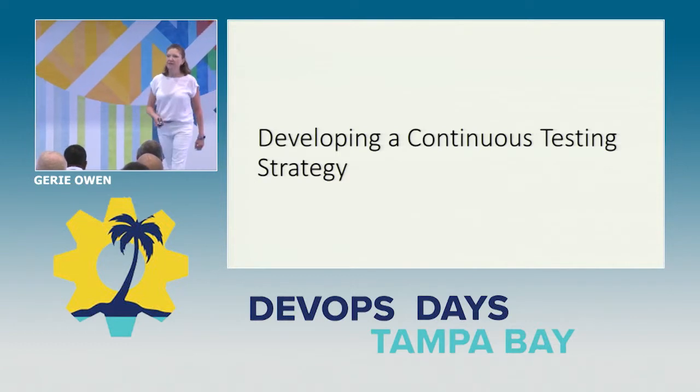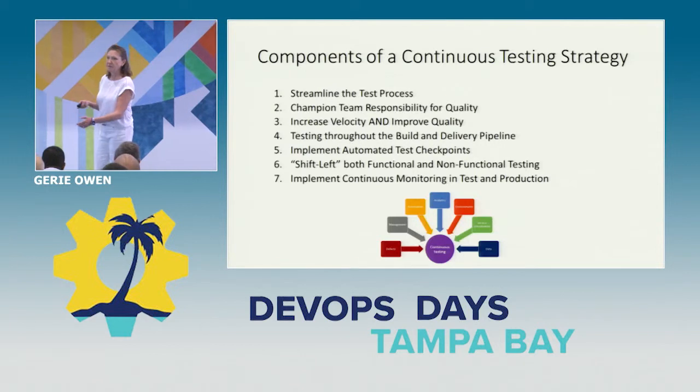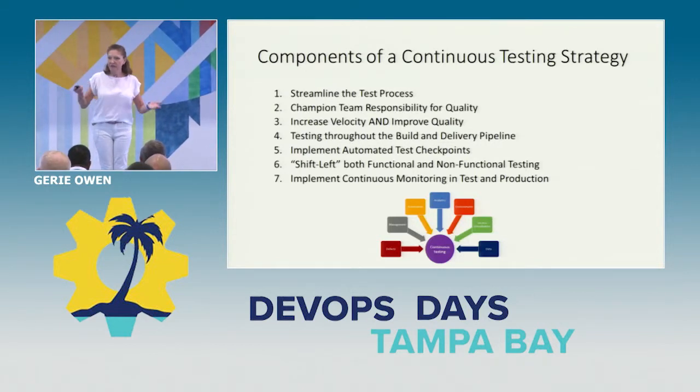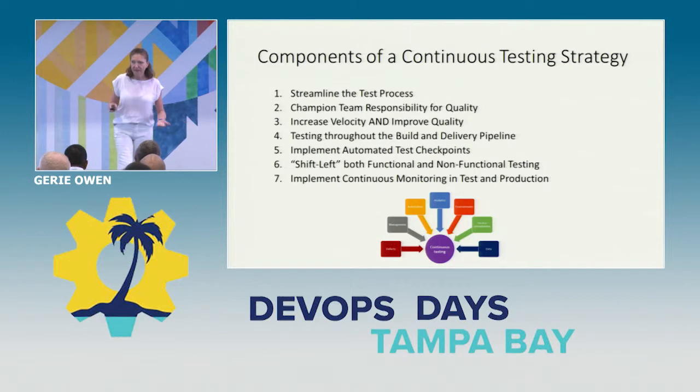So, how do we develop this strategy? Well, there are several components, and we're going to talk about each one of them. So, we streamline the test process. We champion that team responsibility for quality.